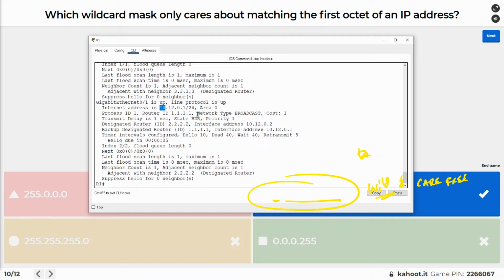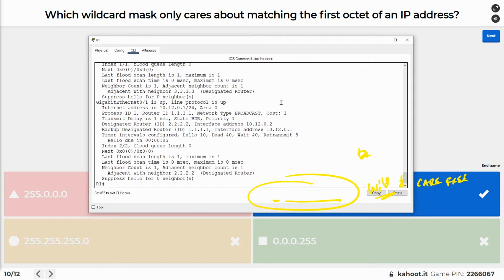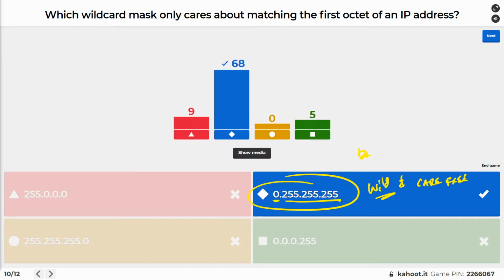It's whatever networks are attached to those interfaces. On Gig 0/1, it's the 10.12.0 network that would make it into OSPF. On Gig 0/0, it'd be the 10.13.0 network that would be advertised in the link state advertisements across the OSPF domain or OSPF area. And that's how that works. All right, there are lots of different ways of doing that, and that is certainly one of them. That's the one Cisco wants you to know for sure, though.